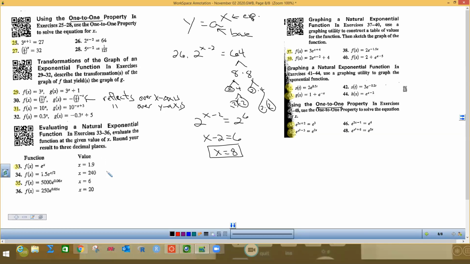This next exercise is doing the function on a calculator to get the answer, and now we're going to be using e. e is known as Euler's number. Now it looks like Euler, but it is actually pronounced Euler. So this is Euler's number.